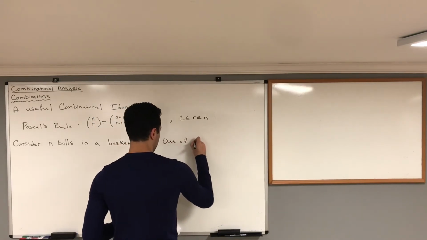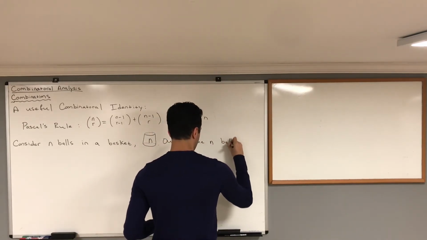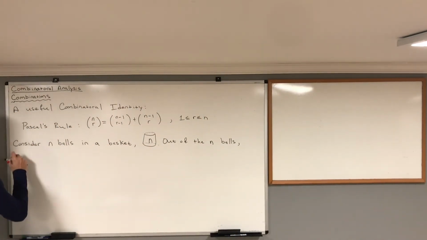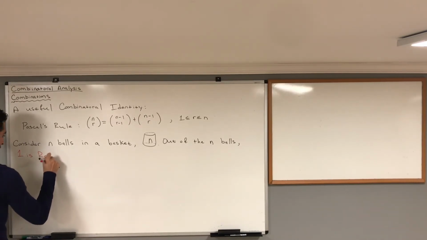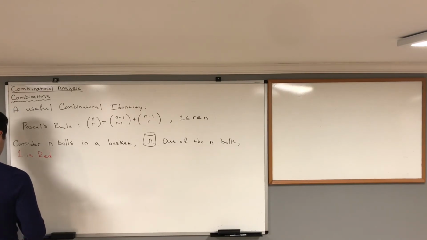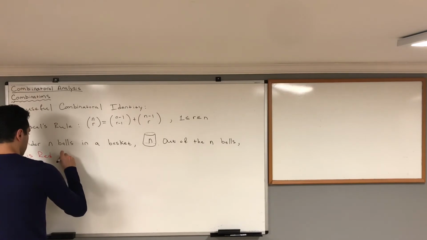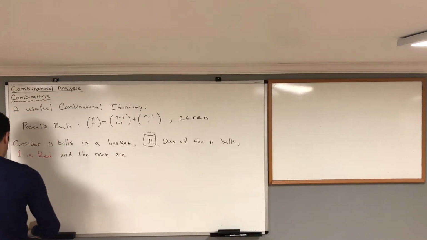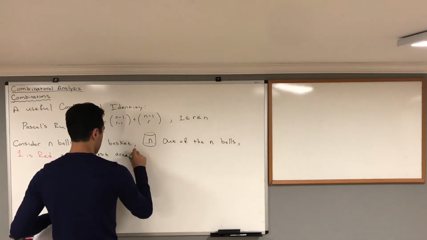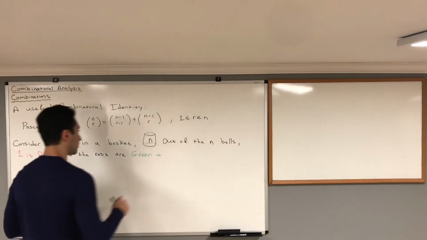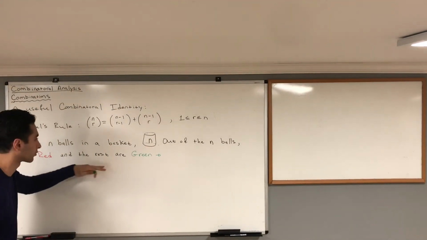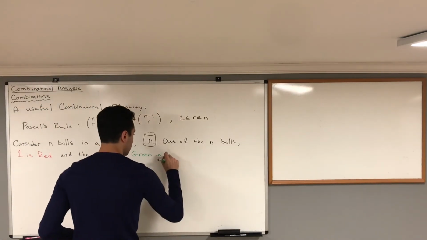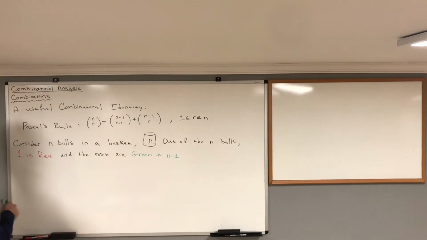You have n balls in there. Out of the n balls that you have, one of them is red. Okay, so out of the n that you have, one is red. So you have one red ball, and the rest are green. So that means, well, you have n balls, one of them is red and the rest are green. So how many green balls do we have? Well, we should have n minus the red because the rest are green. So n minus 1. That's the number of green balls that you have.